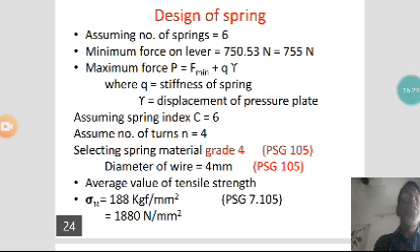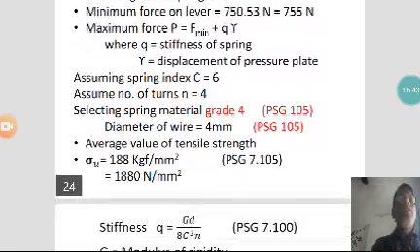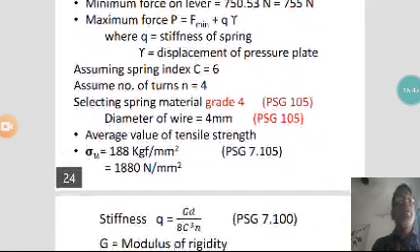Now how to calculate the stiffness of the spring? For that you have to assume the spring index, C, equal to 6. Assume the number of turns is equal to 4. Select the material for the spring, it is grade 4. Now this material is available in PSG design data book on page number 7.105. From that, grade 1, grade 2, grade 3, grade 4 materials are given. Here I have selected grade 4, diameter of the wire is 4 mm.